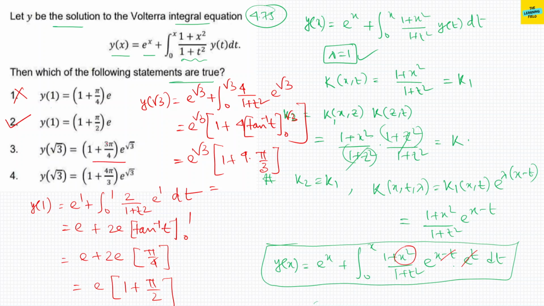So here option 4 is correct. So the correct options are 2 and 4, and 3 is incorrect. So these are the 3 questions which came in the last year paper of CSIR-NET December 2023.